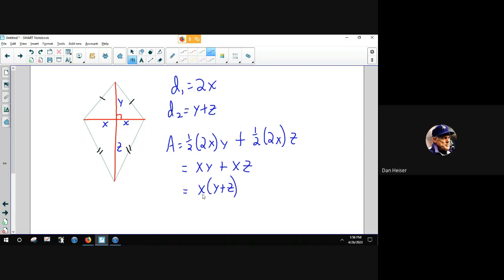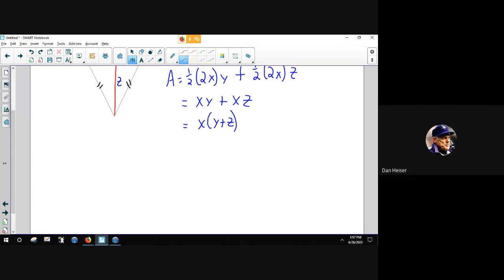But if I go back to the top, if diagonal 1 is 2 x's, 1x is half diagonal 1. And it turns out that the area of a kite is exactly the same as the area of a rhombus. A little bit of rearranging and we're done. x turned into 1/2 d1. y plus z is just d sub 2, and we have our area.